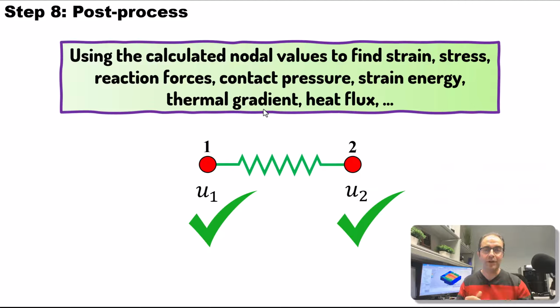In step 7, we're going to do post-processing. See, everything is now with a green check mark. We have U1 and U2. We have, in fact, all the degrees of freedom. Like for the system of springs that we had before, we have U1, U2, U3. Now the question is, now that we have these degrees of freedom, how can I find some other outputs? This could be, for example, nodal strains, stresses, reaction forces, contact pressure, strain energy, or thermal gradient. If you're doing a thermal problem, you are interested in thermal gradient and heat flux. How can we do that?